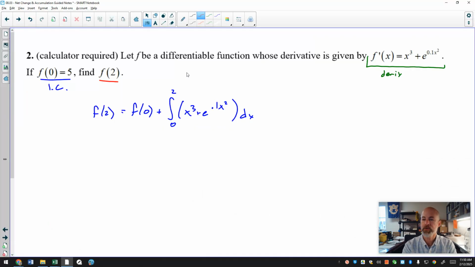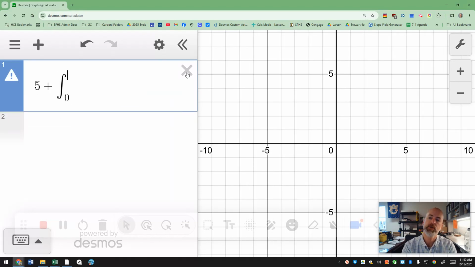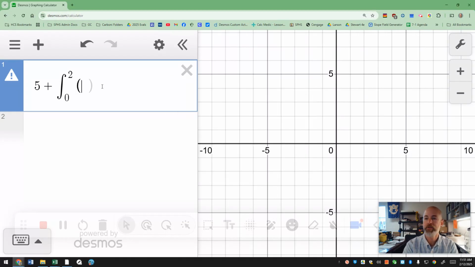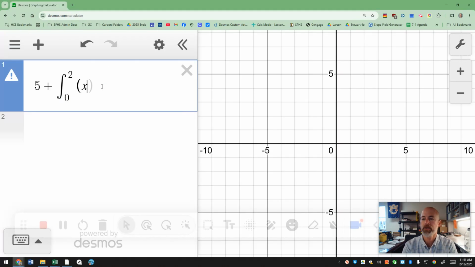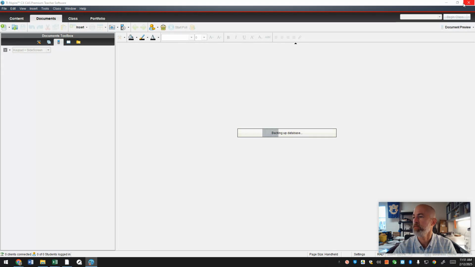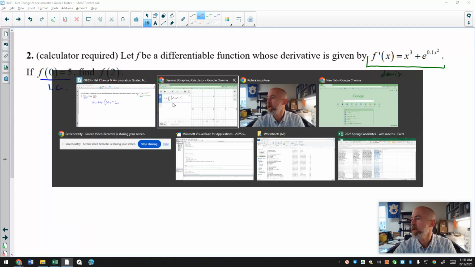It's f of 0, which is 5, plus the antiderivative, integral from 0 to 2, of the derivative. And we have to put this in parentheses in Desmos. And my derivative is x cubed plus e to the 0.1 x squared. So x cubed plus e to the 0.1 x cubed. And it's x squared, isn't it? Not x cubed. Double check that, and it is indeed x squared.